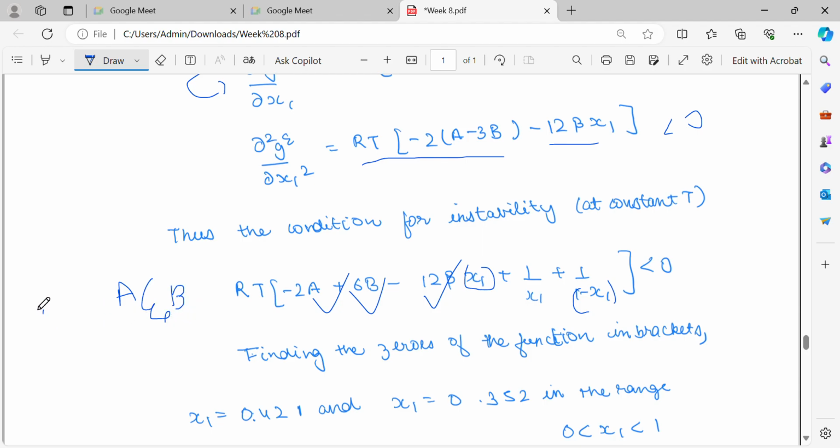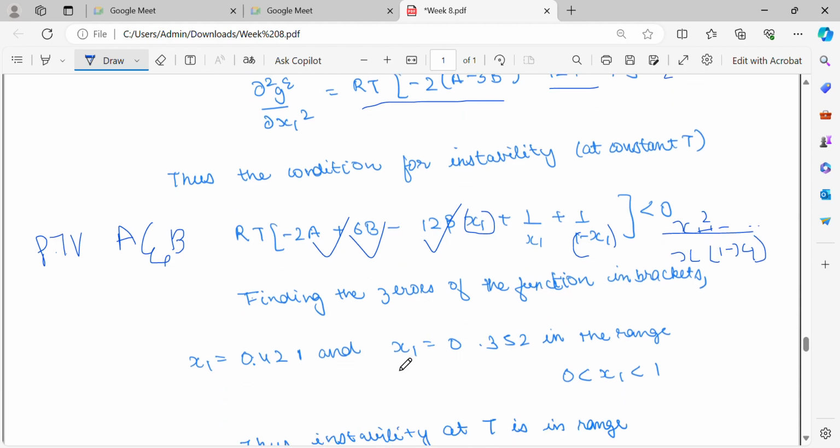Putting the value of, finding the zeros of the function in brackets. So basically whatever the function we got, if you just want to take it, take the denominator as x into 1 minus x1, and try to find these values as x1 squared, some value plus constant you will get. So when you solve it, it's a quadratic equation, so it will become 0.421 and 0.352.